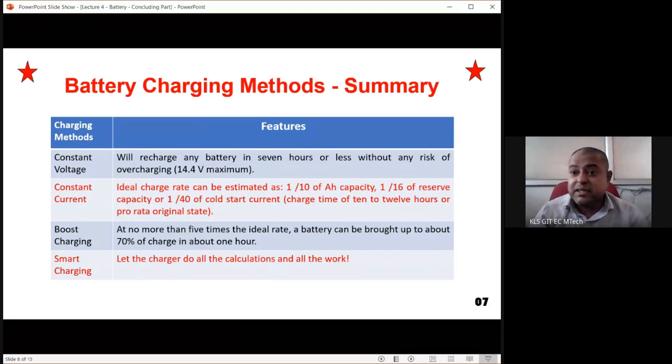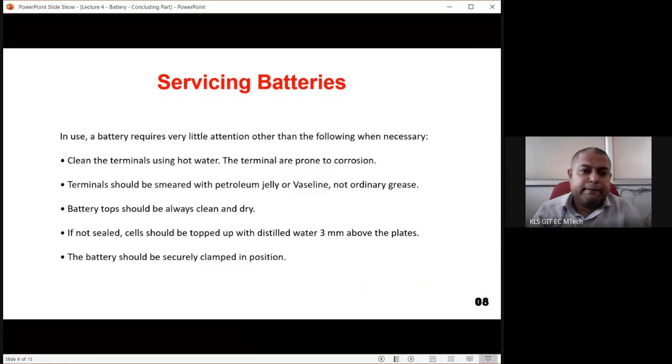And smart charging, that is the last topic of the previous slide. That is, let the charger do all the calculation and all the work. So we'll just connect the charging between two posts and we will sit quietly. After the charging happens, the battery will automatically disconnect itself and will give us an indication. We have to just remove the battery. So what are the servicing things in the batteries that we are supposed to find out?